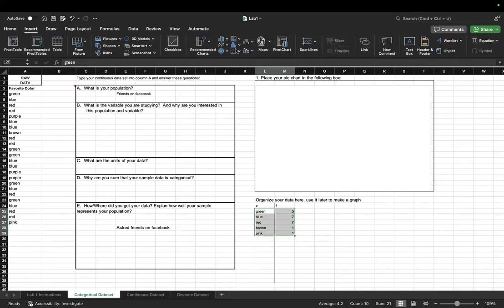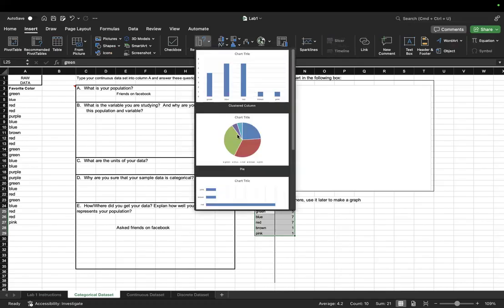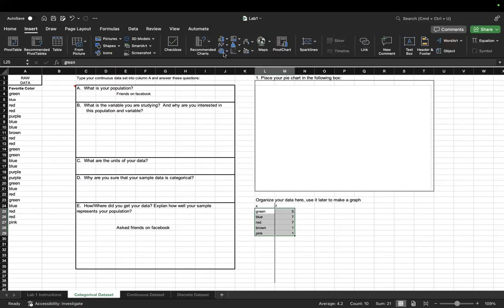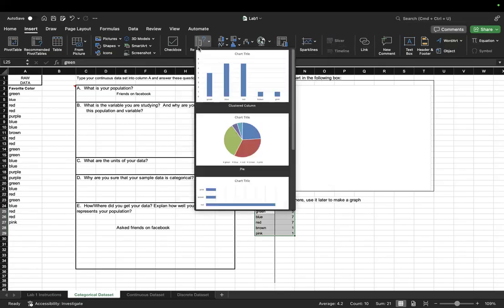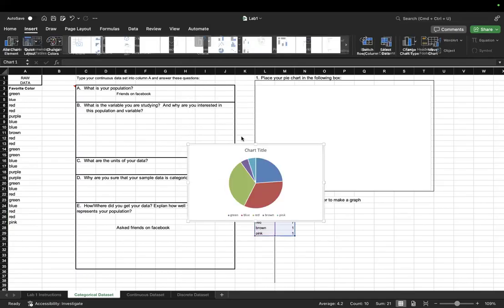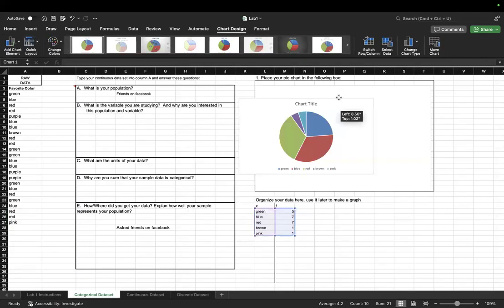Notice over here you have all of these lovely graphs. The recommended chart will most likely have what you want. So when I click on recommended charts, it has a nice pie graph right there. Or if you want, you can click on the little picture of the pie graph and choose the pie graph there. Most of the time, the recommended charts is going to have the chart you want. So I'm going to click on that and it's going to give me a pie graph.